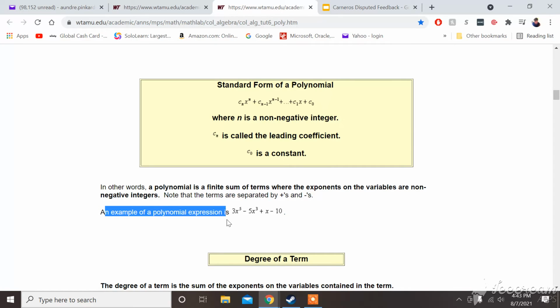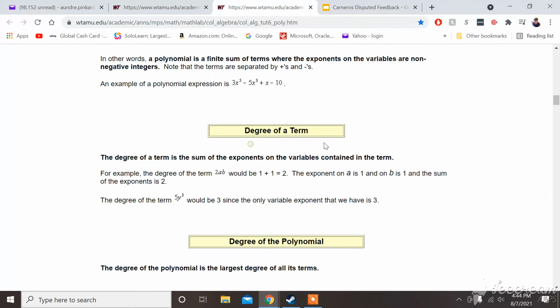As an example, a polynomial expression is 3x to the 5th power minus 5x to the 3rd power plus x minus 10. A polynomial expression, I think I said in the other video, is just a whole bunch of numbers and letters and pluses and minuses. I don't know about multiplication, but I know for sure it's pluses and minuses. A whole bunch of stuff chained together by pluses and minuses. Numbers and letters. Alright. Degree of a term.